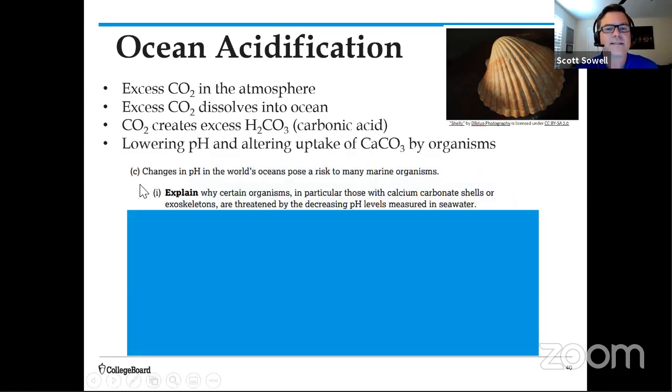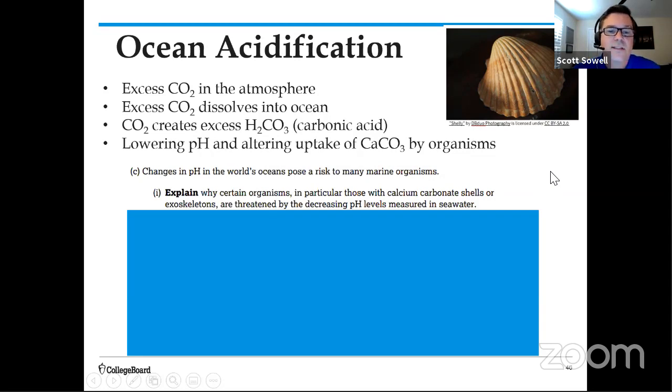So this is part of that same question that we looked at before. C says, changes in pH of the world's oceans pose a risk to many marine organisms. Explain why certain organisms, in particular those with calcium carbonate shells or exoskeletons, are threatened by the decreasing pH levels measured in seawater. So if I am a coral reef, or if I am a bivalve mollusk, and I am trying to get calcium carbonate to build my shell up, that ability is lessened because of the ocean acidification.